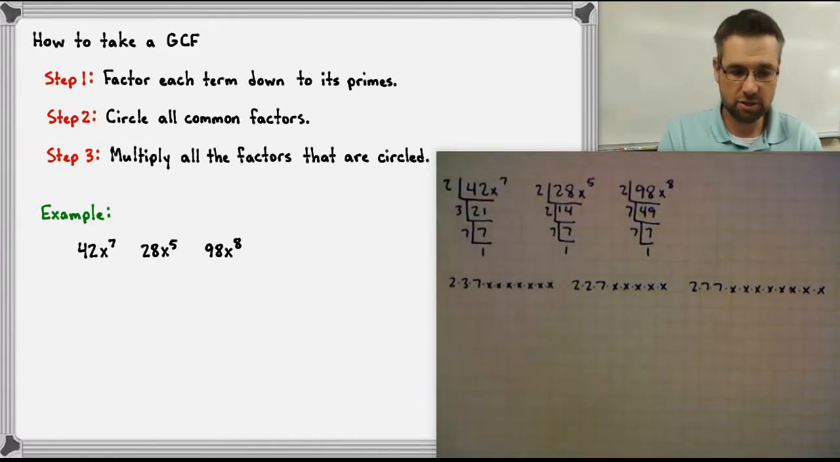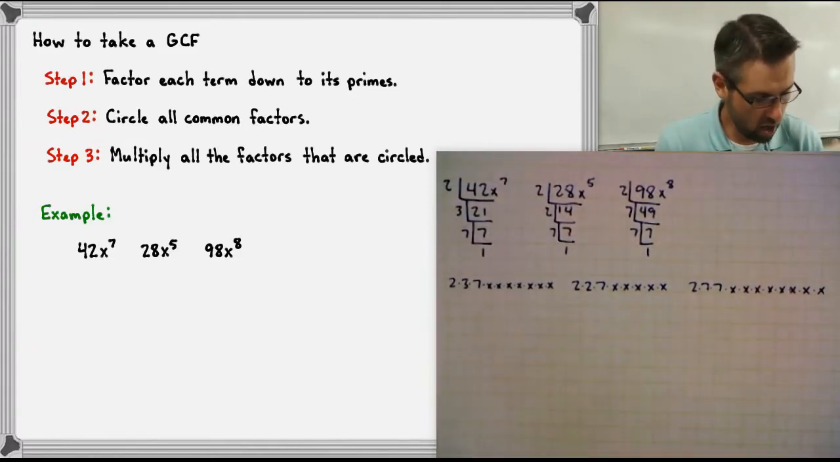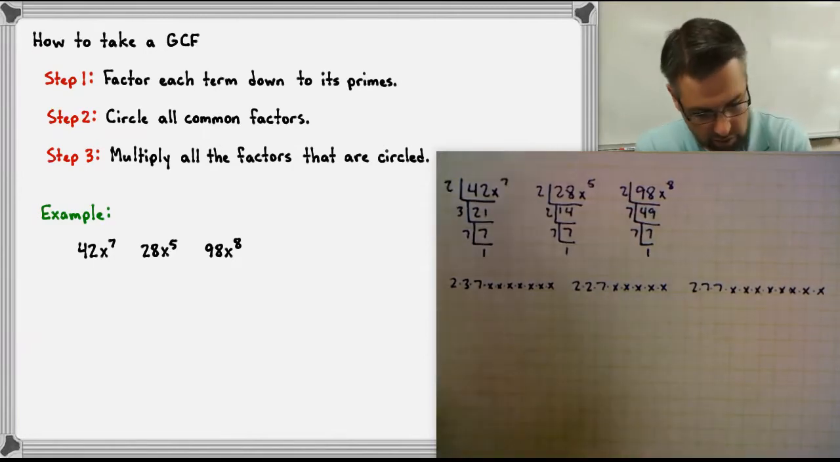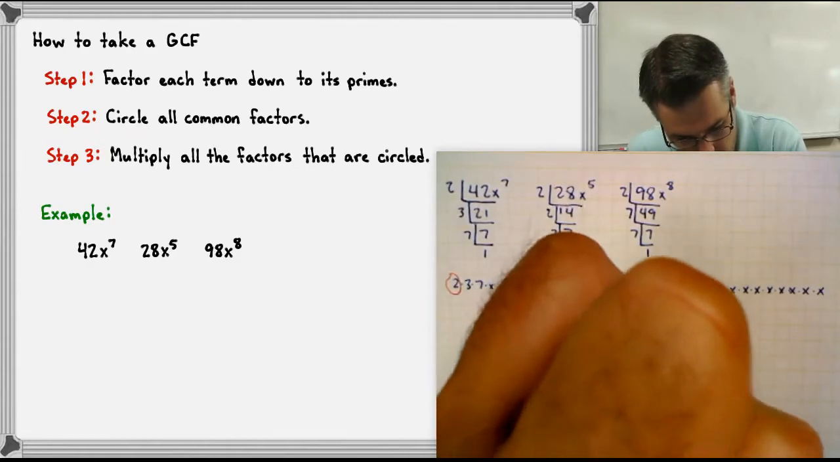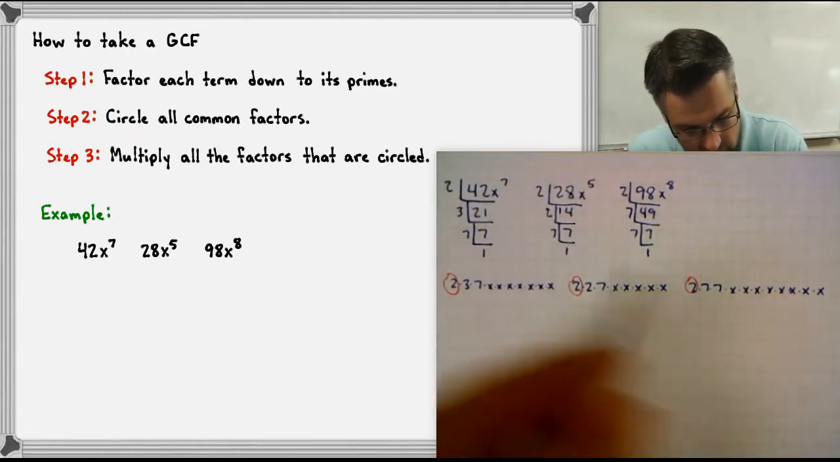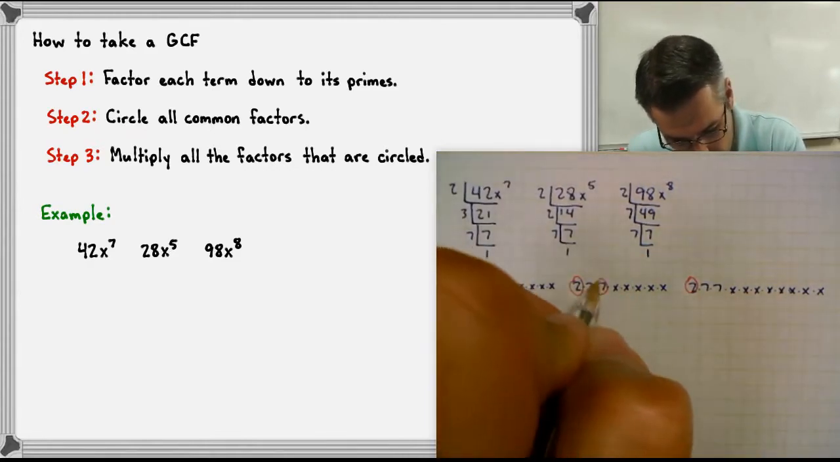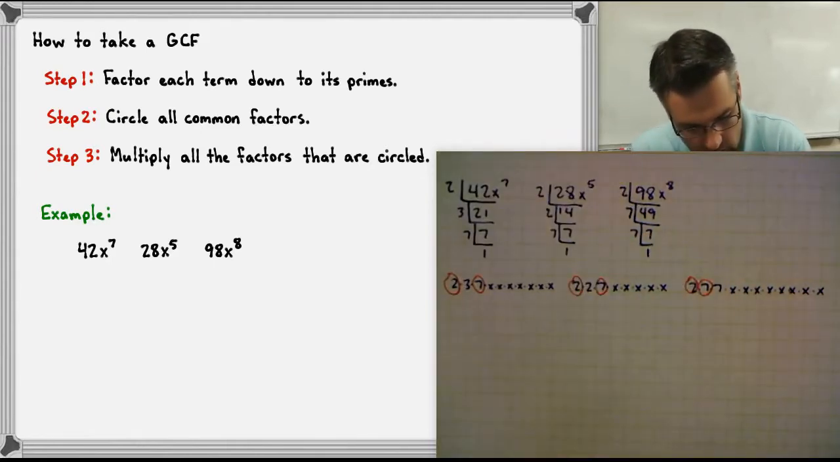The next thing I need to do is circle the common ones. So we're going to, let's see, they all have a 2 in it. They have 1, 2 in it. They don't all have a 3. They do all have a 7. Okay. They don't have another 2 or another 7.